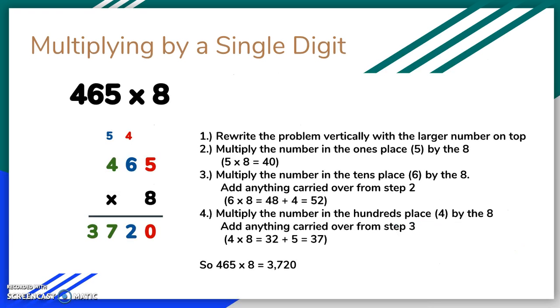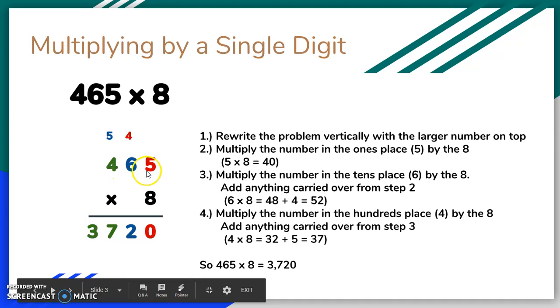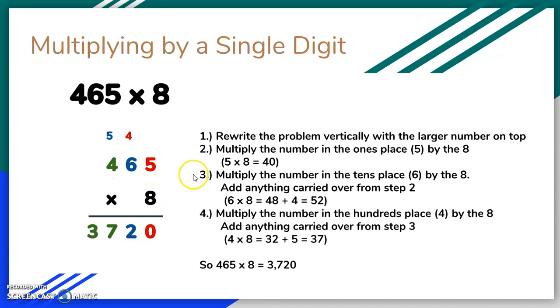Okay? So when we are multiplying by a single digit number, for example, we have 465 times 8. We want to rewrite the problem vertically with the larger number on top. So here I wrote 465 on top of the 8. And then we're going to start multiplying all of these numbers by the 8. The first thing we have to multiply is the number in the ones place, which is the 5. 5 times 8 is 40. So I carry the 4 over here and the 0 down here for 40.